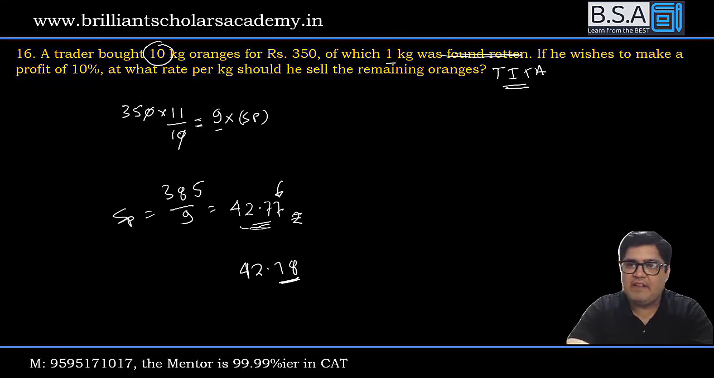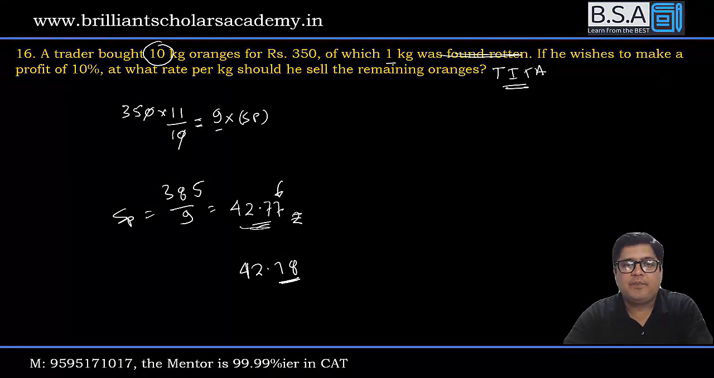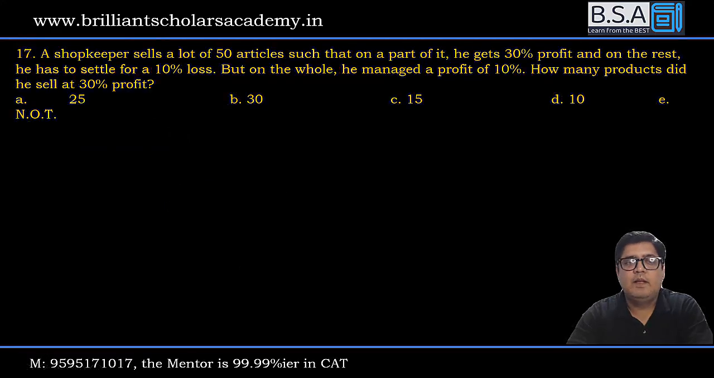Instructions will be there. Whenever there's a decimal answer or whenever there's a TITA question and the answer is not of the standard format, there are always instructions on what to type in. 42.77 is the exact answer. Yes. Good. Take your time. Solve. The last option is none of these. Start.